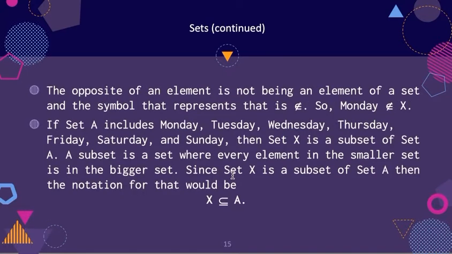The opposite of being an element of a set is not being an element, and the symbol that represents that is the ∈ with a line through it. So Monday is not an element of X.